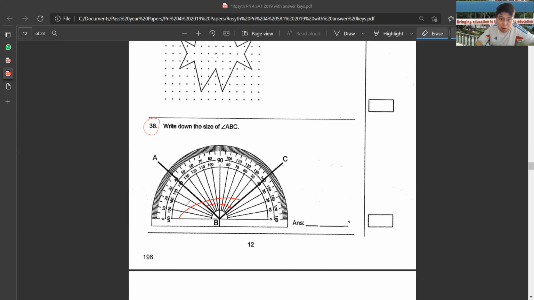How about this angle? 40. So to find this angle, what must you do? 140 minus 40 equals 100 degrees.